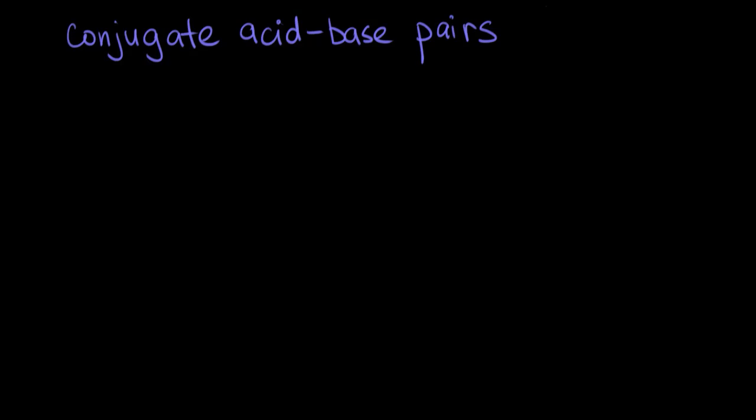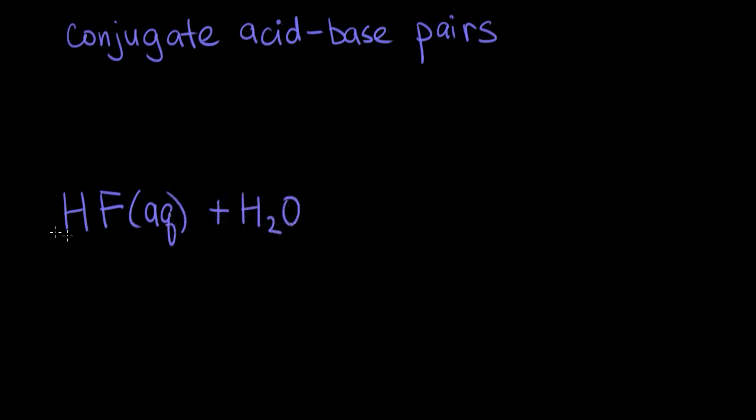In this video, we're going to be talking about conjugate acid-base pairs. We're going to introduce the idea of a conjugate acid-base pair using an example reaction. The example reaction is between hydrogen fluoride, or HF, and water.